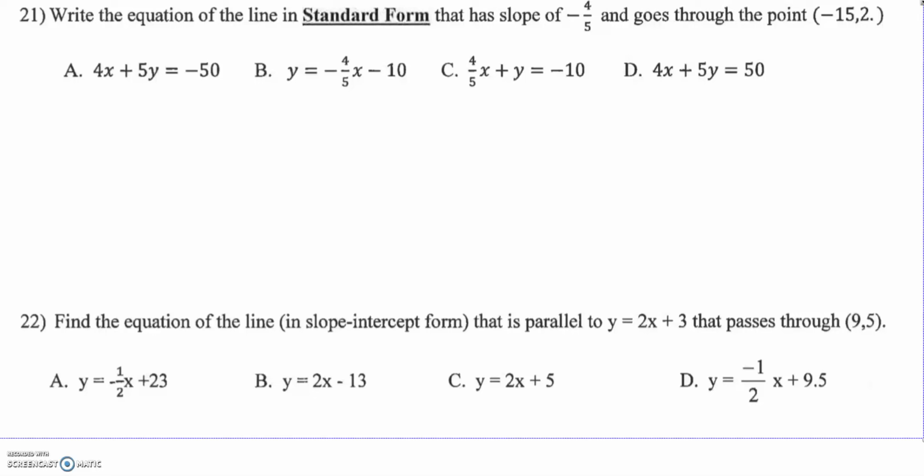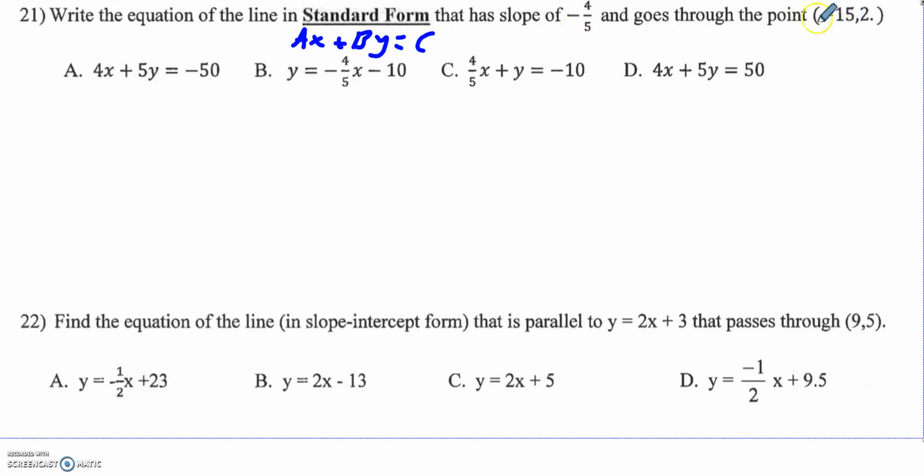Hi guys, welcome to video number 3, and we're going to start here with number 21. Write the equation of a line in standard form. So we want it in ax plus by equals c. That has a slope of -4/5 and goes through the point (-15, 2).